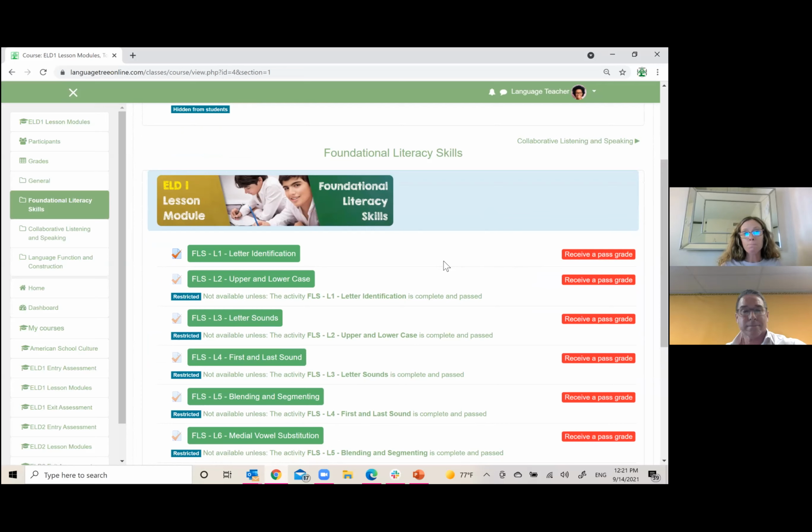And the way the program works is they would start with lesson 1, letter identification, and they would need to get 80% or higher to move on to lesson 2. If they get below 80%, then they have to retake that lesson because we want them to have a level of mastery since each lesson builds upon the next.